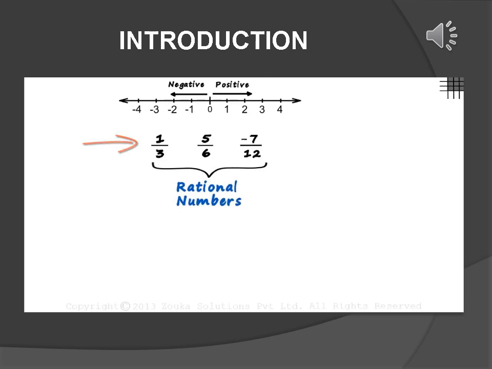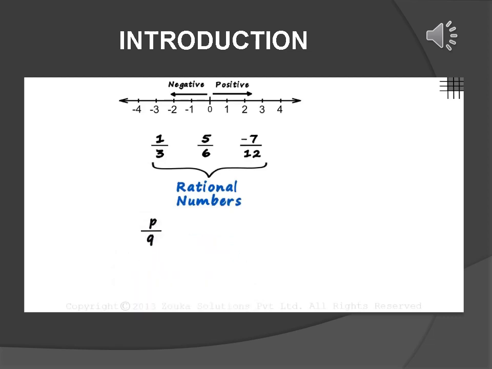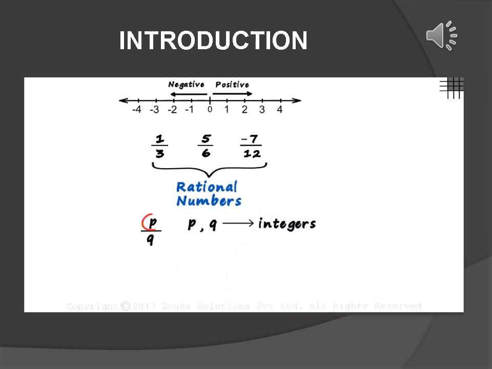They are of the form p by q, one number in the numerator and one in the denominator. But there are a few conditions we need to know. p and q should be integers. And a very important condition is that q should not be equal to 0.